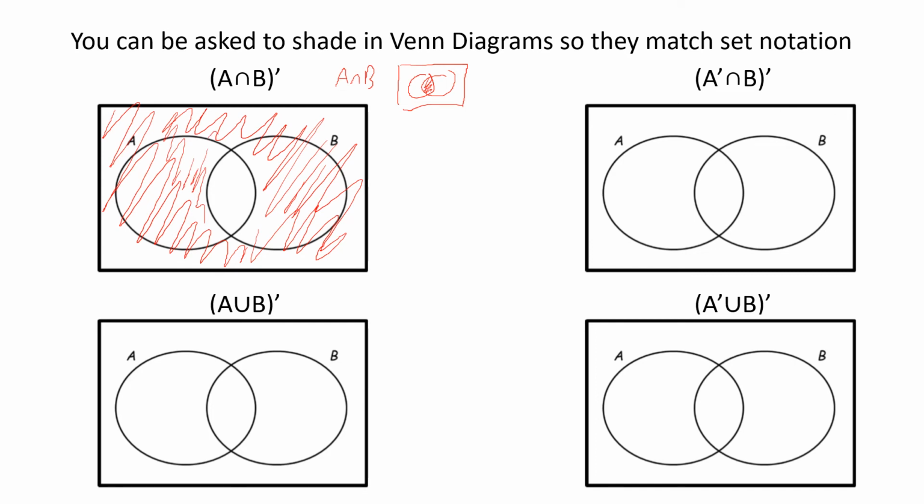Again, try and do the same thing for this second question. I'm going to try and shade in A dashed intersect B. So that's everything that's in the B circle but isn't in the A circle. That's just this sort of crescent moon looking thing. And we want the complement of that. So we want everything that isn't that. So we'll shade in everything else.